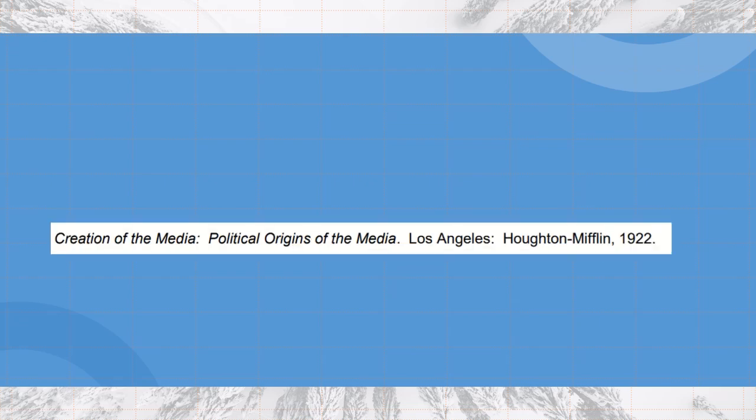Creation of the media, political origins of the media, Los Angeles. Okay, I see the year, 1922, kind of antiquated. Name of the article... Oh, it's a book. This is a book. Houghton Mifflin. Oh, Houghton Mifflin. Yeah, book. Yep, everything's italicized. It's the name of a book.